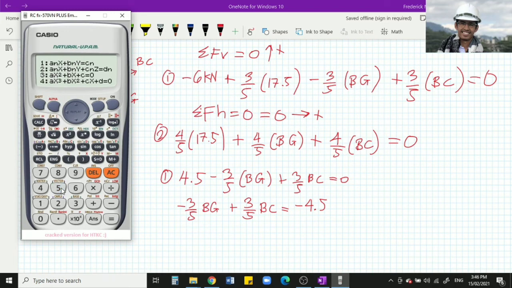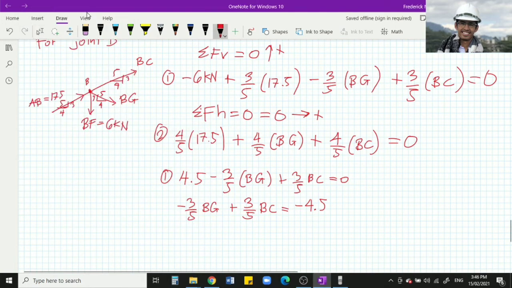So, mode 5 and yung 1 natin. Okay? So, i-input lang natin ito dito. I-simplify din naman natin yung isang equation natin, equation 2. So, 4 over 5 times 17.5, that will be 14. Ilipat natin sa kabila, magiging negative yan. So yung matitira na lang will be 4 over 5 BG plus 4 over 5 BC is equal to negative 14. So, same na yung ating format.